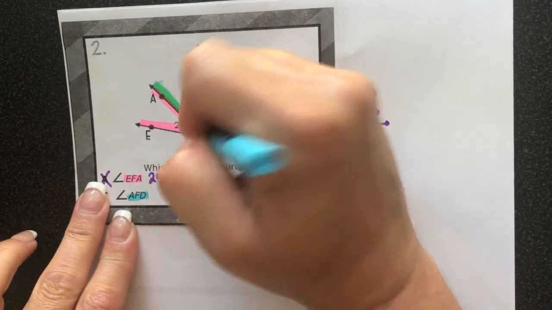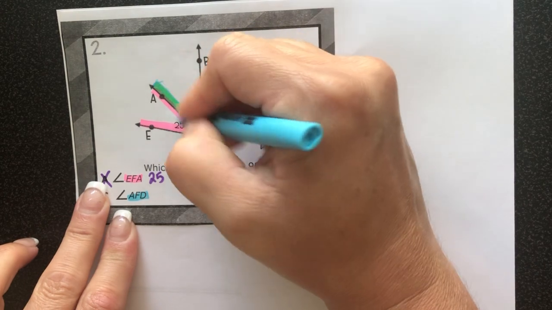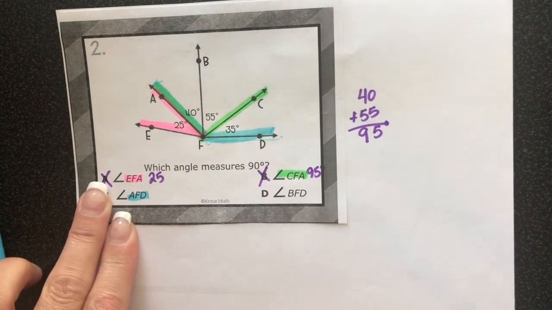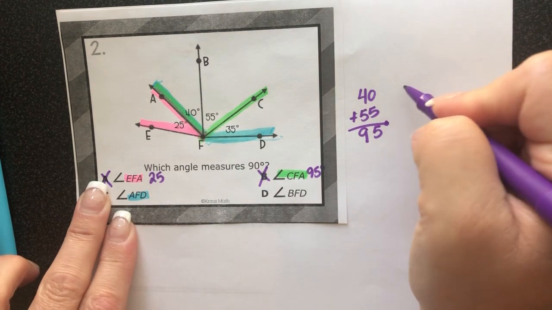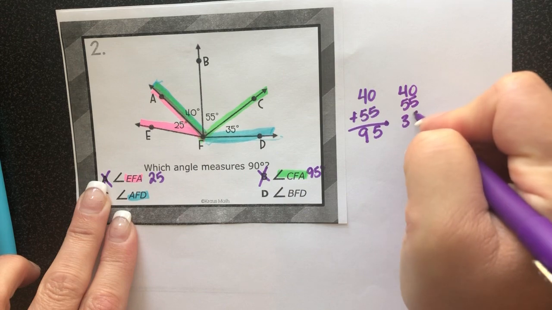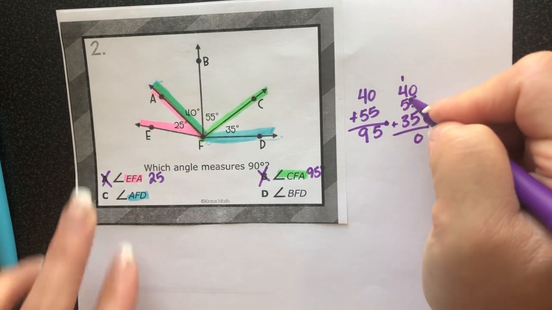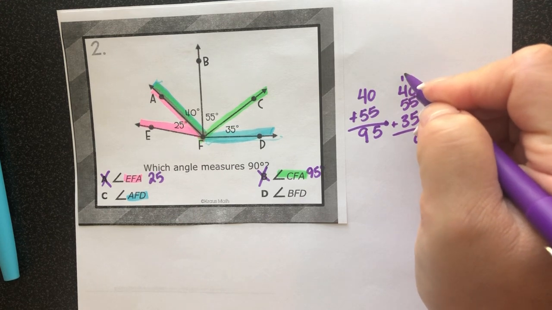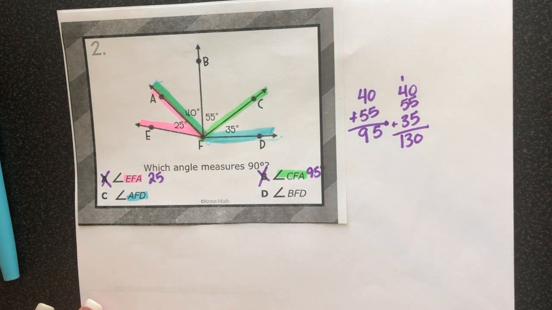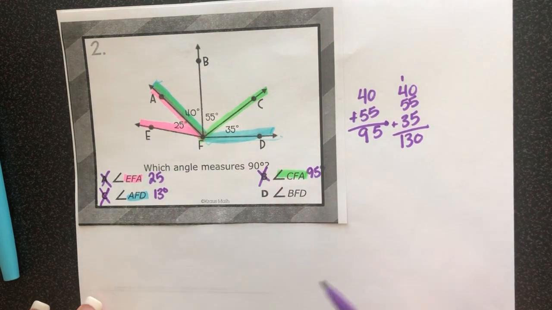Now I'm going to look at angle AFD. There's AFD. That angle is made up of three parts. This time I need to add 40, 55, and 35. 5 and 5 is 10. 5 plus 4 is 9, plus 1 more is 10, plus 3 is 13. That one is equal to 130 degrees. Again, we're looking for 90. It can't be that one.